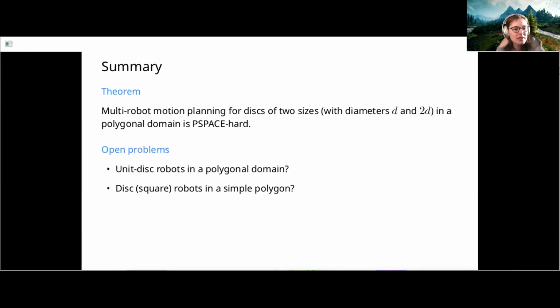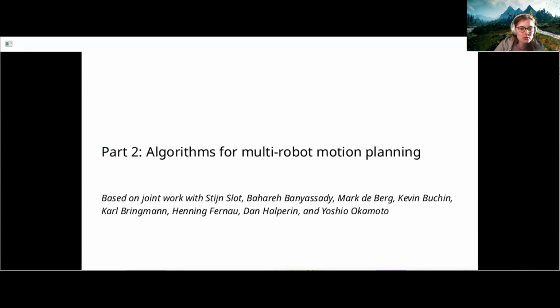I think I may have some ideas for unit disk robots, but it's too early to actually say that that's a way to show hardness. Yes, yeah. Okay. But it's an idea that needs to be worked out. Okay. So now let me move on to part 2.